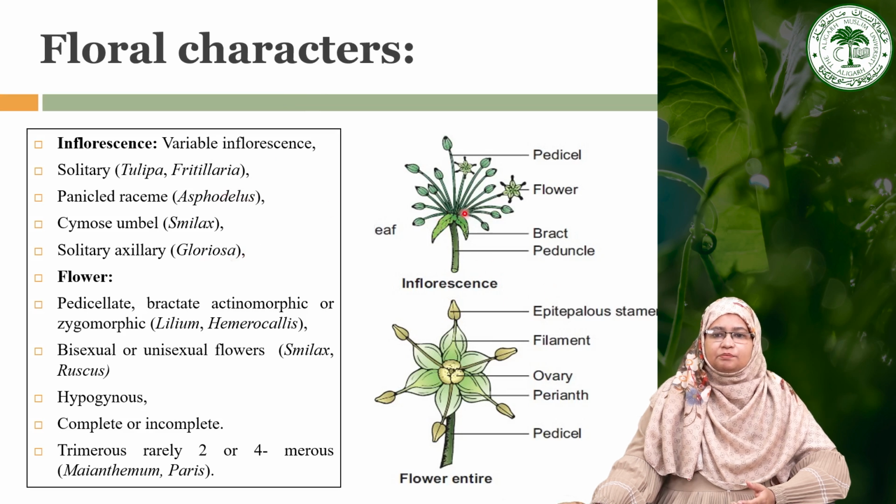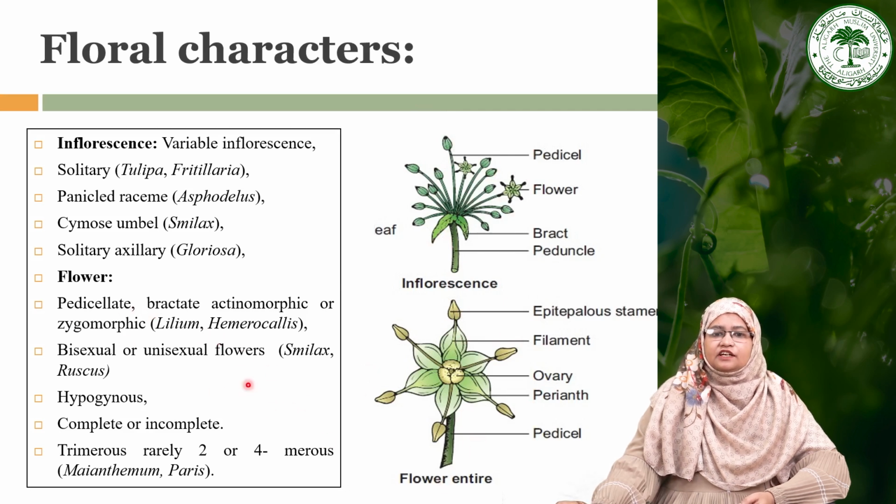As you can see, this is the peduncle, it has a bract, and this is showing the inflorescence. There is a bunch of flowers arranged here. This is the cymose umbel type of inflorescence, and each flower has its own pedicel. This is the peduncle of a particular inflorescence, and this is a single flower, and the flowers are generally pedicellate, as you can see here.